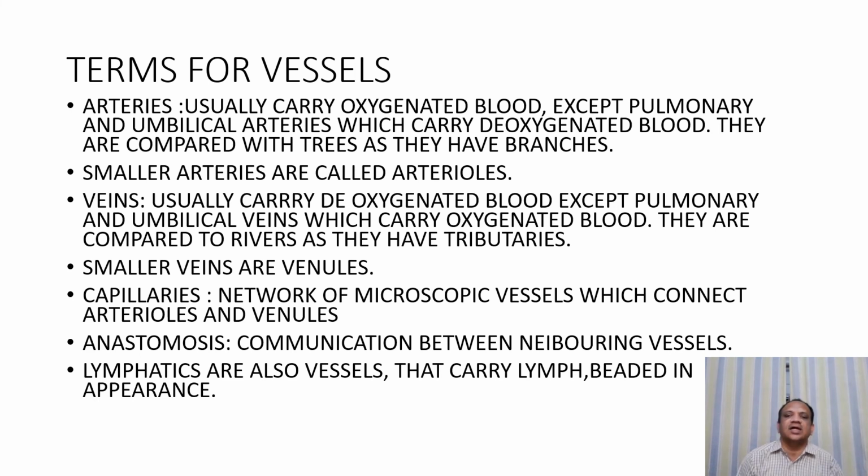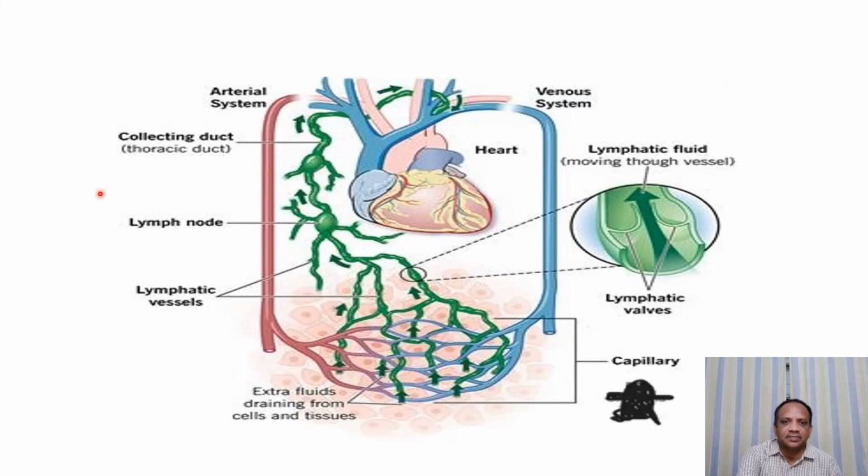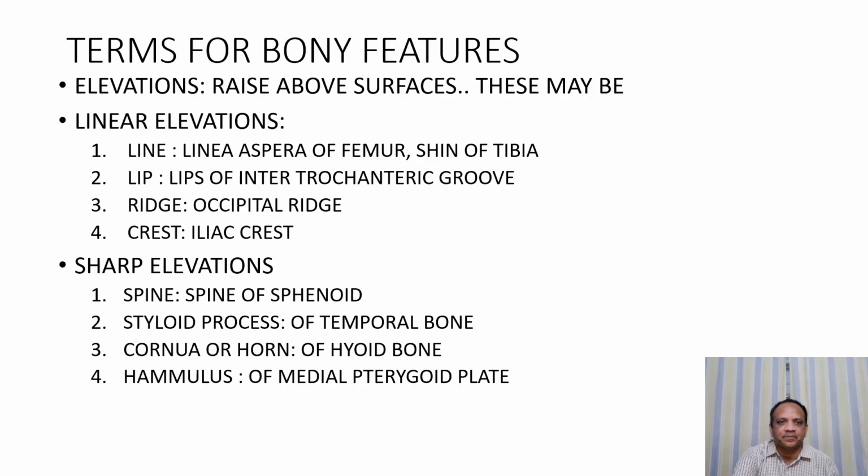Smaller veins are called venules, and capillaries are the network of microscopic vessels which connect arterioles and venules. Anastomosis is the communication between neighboring vessels, and lymphatics are also vessels. They carry lymph, beaded in appearance. You can see these are the blood vessels, these are the arteries, veins. This is the anastomosis between capillaries, and here it is the lymphatics. The beaded appearance is there, and these are the lymph nodes which are present among the lymphatics. Details we will see when we see the blood vascular system.